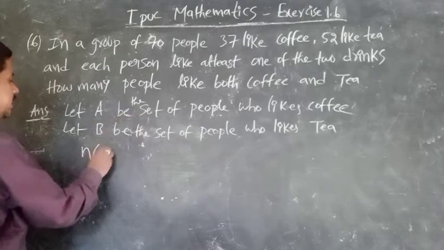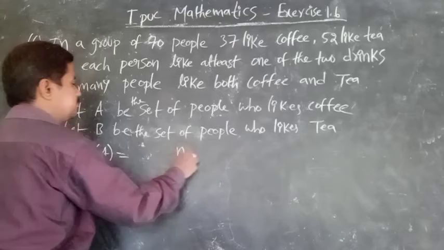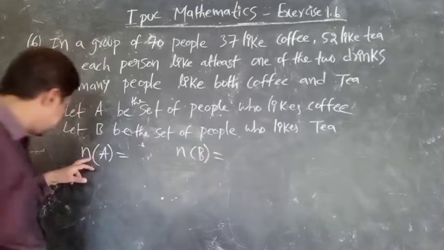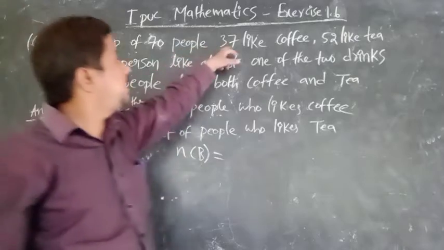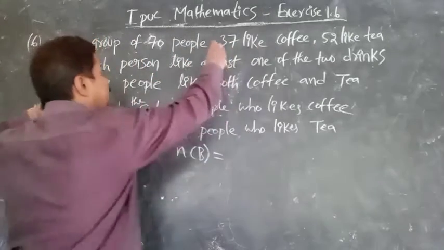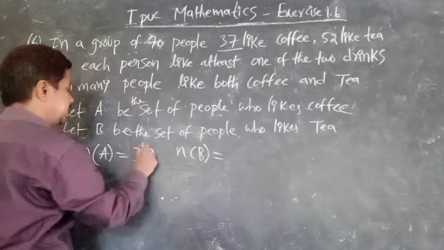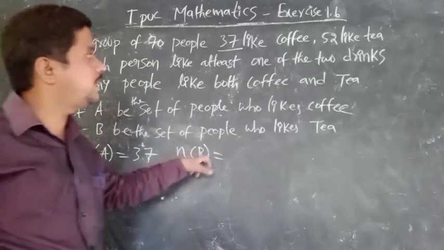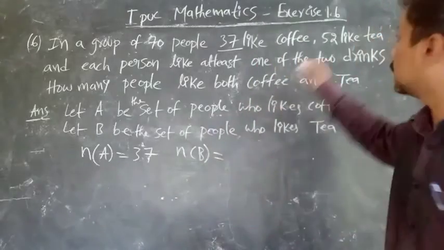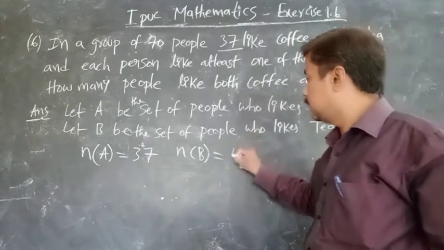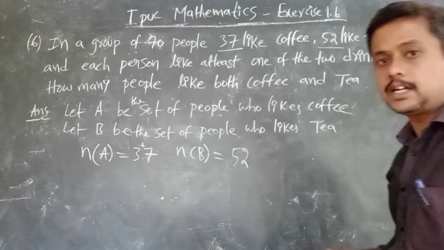n of A is equal to n of A means who likes coffee. See, 37 like coffee. Underline it, 37. This is over. Next, n of B, 52 like tea. 52, underline it.